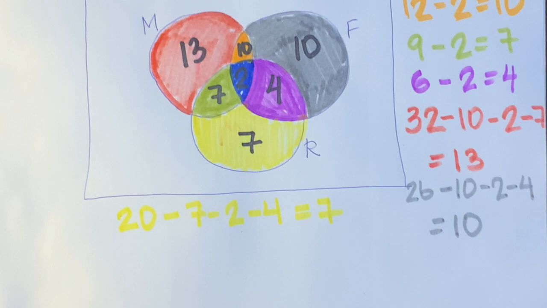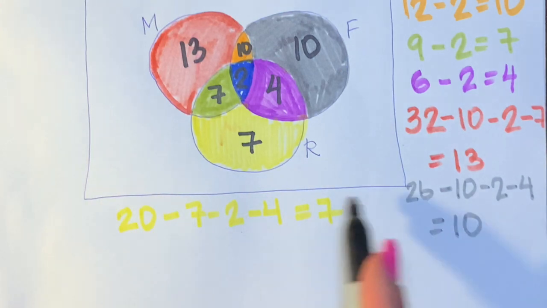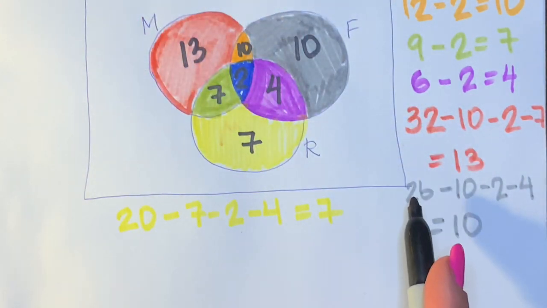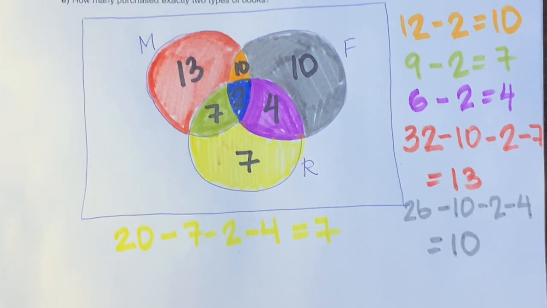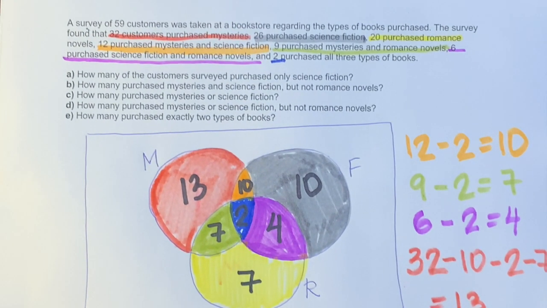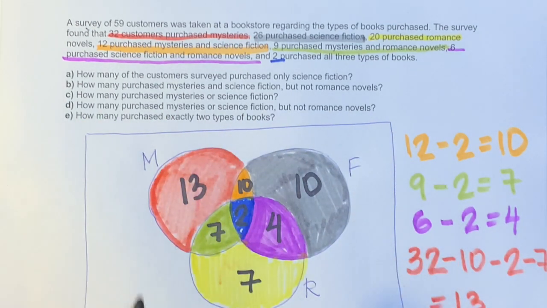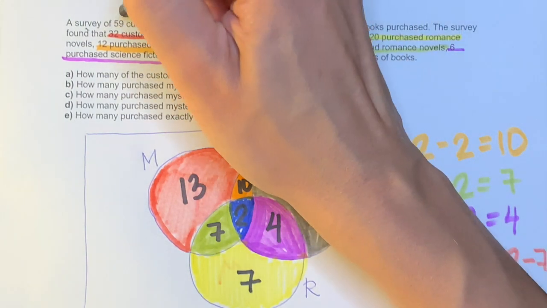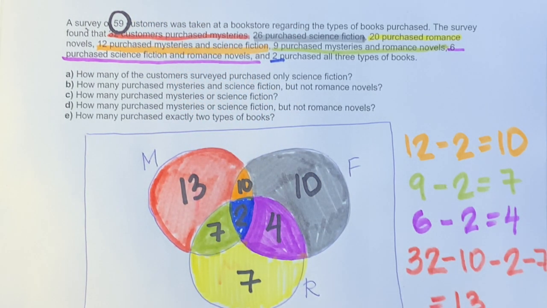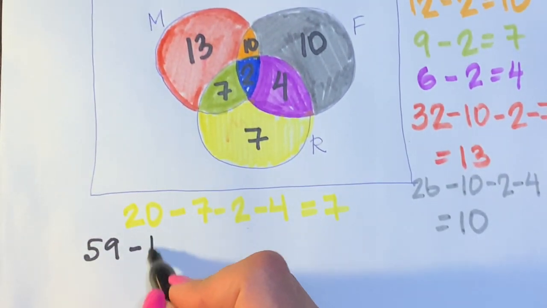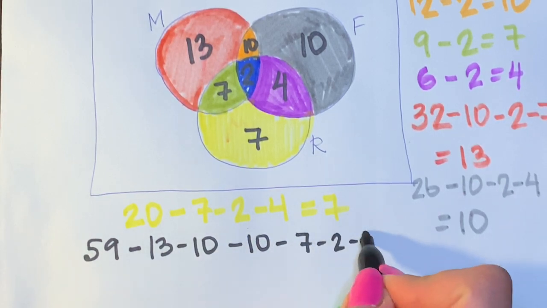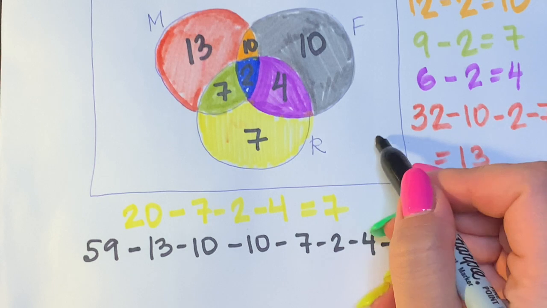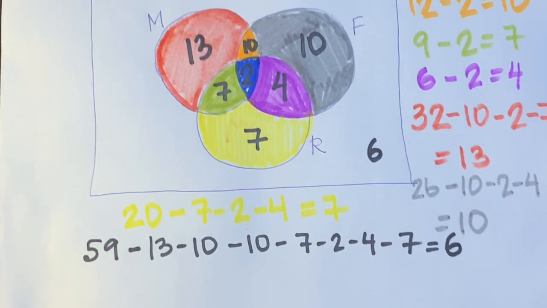Now I would like to find out if there is any people left to be placed into the universal set. Those are the people who were surveyed, and remember there were the total of 59 people surveyed. So people who are in the universal set were surveyed, but they didn't buy any books. What I will need to do is take this 59 and subtract all the numbers that are on my Venn diagram as of right now. Six people didn't purchase any books, but were surveyed.